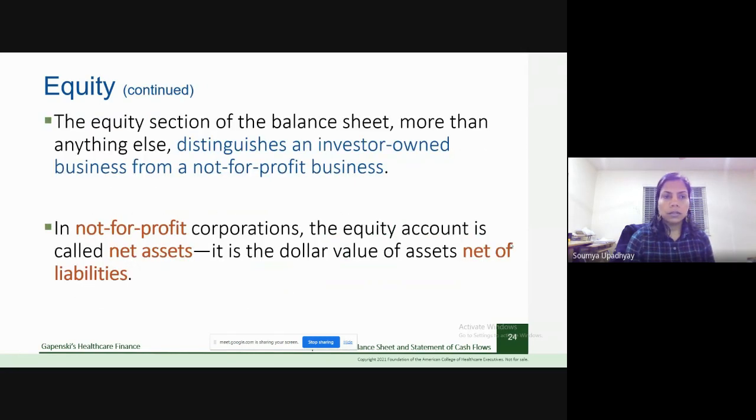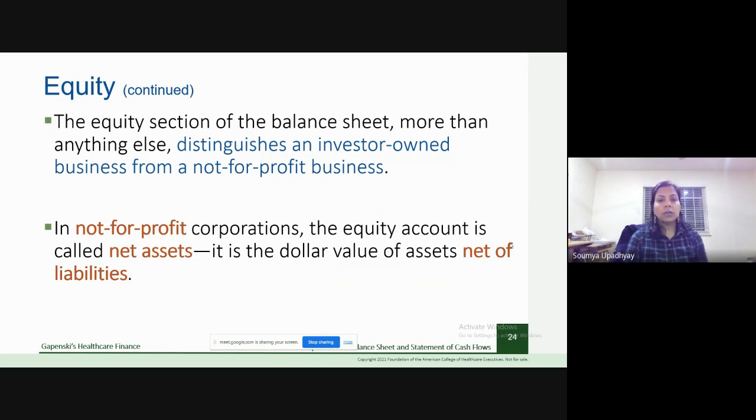Yeah, this one. So the equity section of the balance sheet, more than anything else, distinguishes an investor-owned business from a not-for-profit business. So whenever you have to distinguish an investor-owned business from a not-for-profit business, think about two things. One is tax, and you said that earlier, and the other one you said was stockholders. They are liable to their stockholders, they have to pay out the dividends to their stockholders, and they have to pay tax. Those are the two key differences.